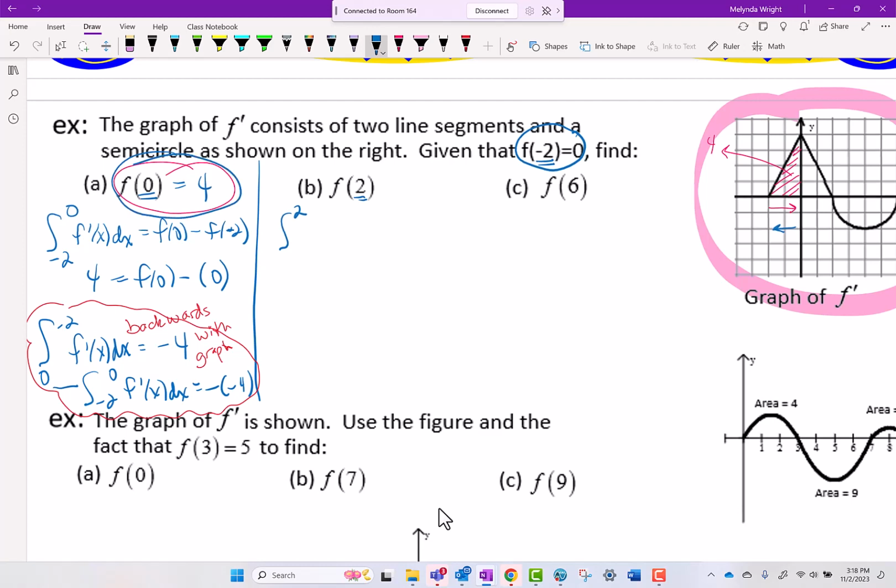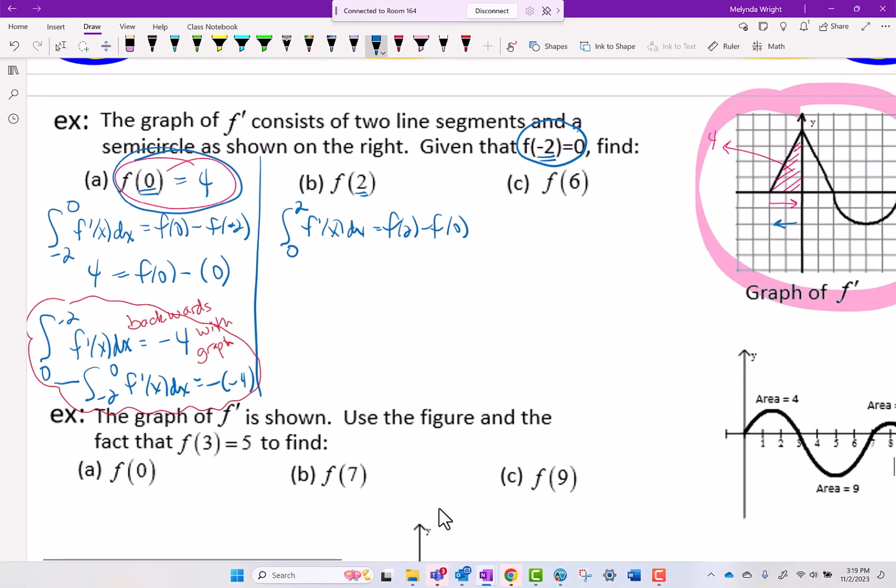And I will tell you that I like to keep the area as small as possible. So what I would typically do, which I'm going to do, is go from 0 to 2 instead of from -2 to 2. I'm going to shorten the amount that I have to calculate area for. I'm going to go from 0 to 2 of f prime of x dx, and that is f of 2 minus f of 0. So again, we're integrating forward. So I want this area right here, which happens to be 4 also. So 4 equals f of 2.